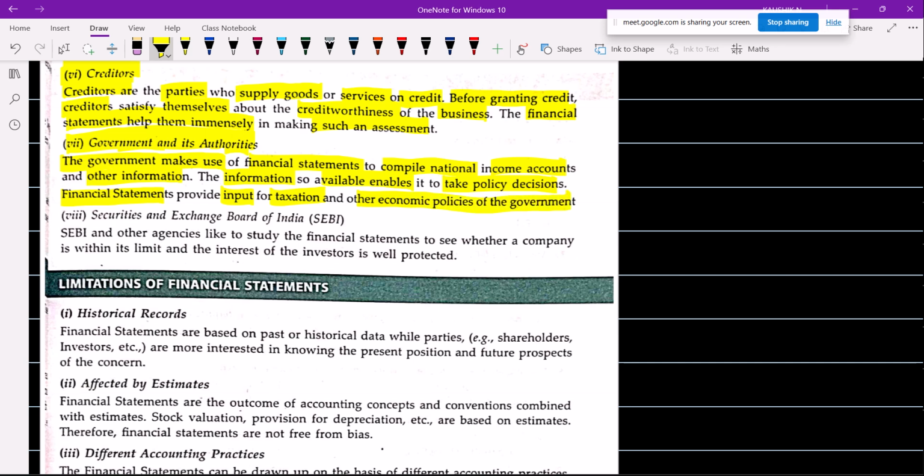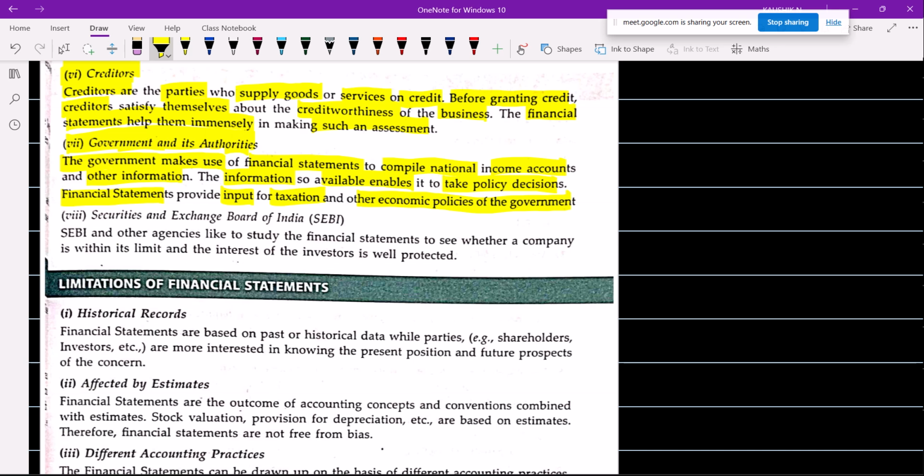Okay. So government and other authorities, where we can say it's the tax authorities. They also come under the government authorities. So the government will make use of the financial statement to compile, that means to consolidate, the national income account and other information. So what is the overall income of the nation, the national income, and also the other information, they'll be able to compile it.